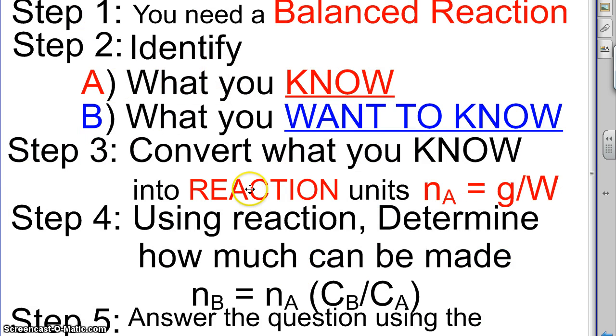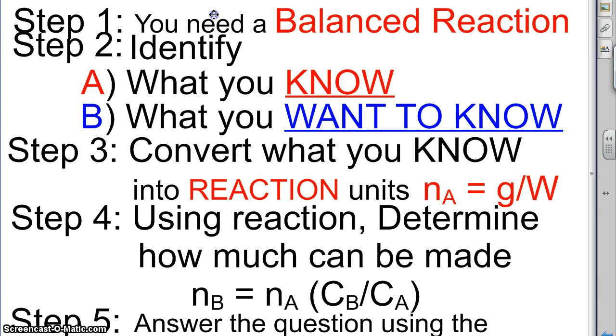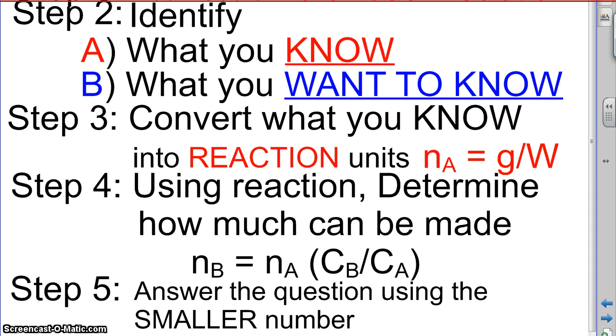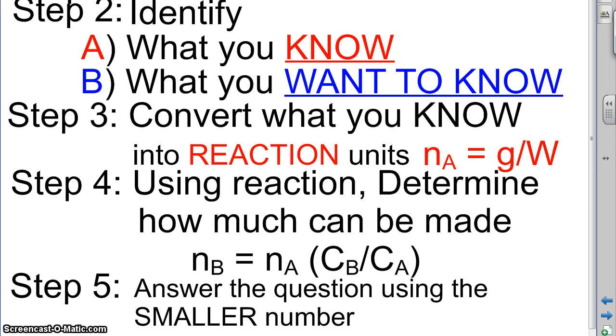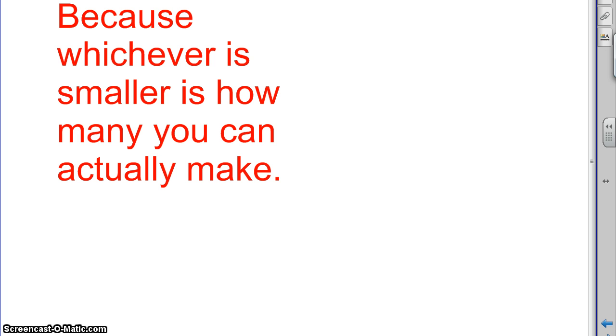So what we do at this point, now that we've compared what amounts of the different things can be made, in step 5, we're going to answer the question. But we're going to answer the question proceeding using the smaller of those two numbers, because whichever one is smaller tells you how much you can actually make. If you have enough bread to make 12 and enough cheese to make 6, you can really only make 6 because you're going to run out of cheese first.